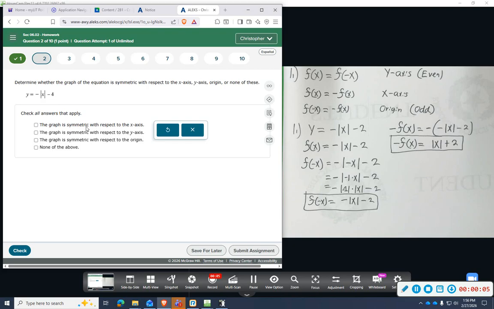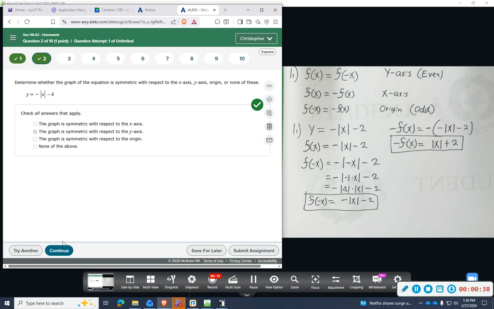All right, number 2 looks like almost the same problem, just a different number. So we're not going to have to go back and do all of it again. The only thing that changed was instead of a -2, we have a -4. So we probably need to look for a different one. But if we went through the process, we would get the same results, that this graph is symmetric with respect to the y-axis only. And so we'll just go ahead and select y-axis symmetry.